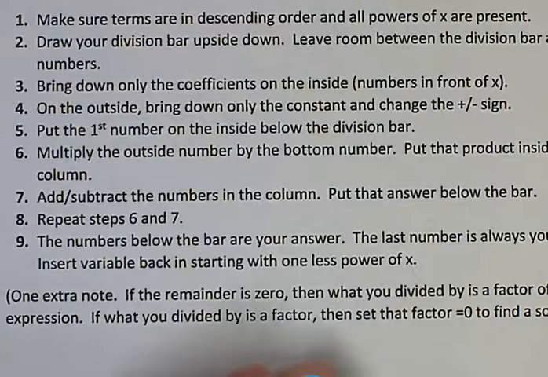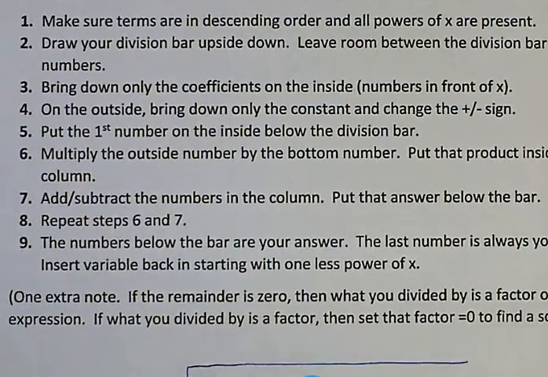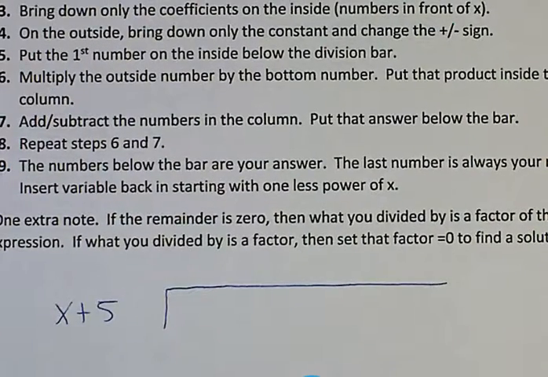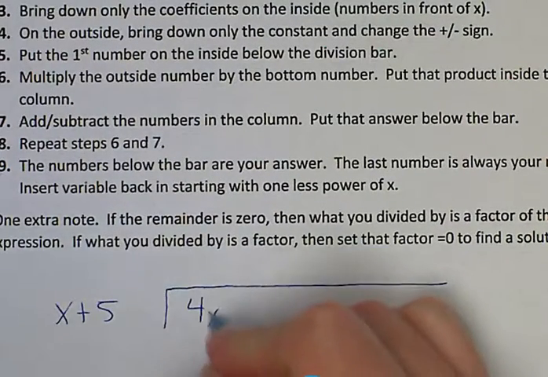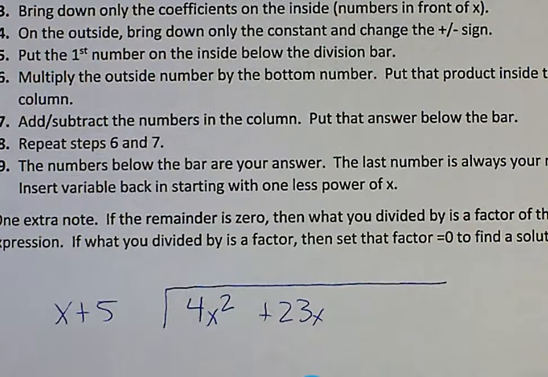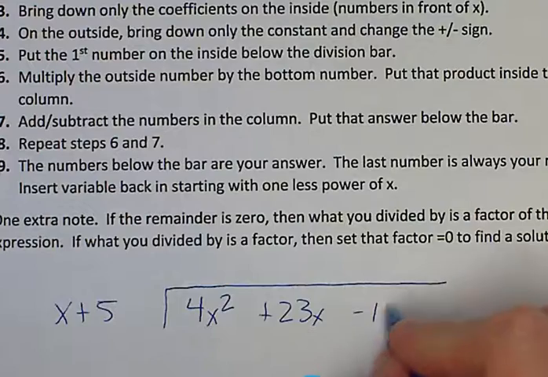So here's the problem we're going to do. We're going to do x plus 5, and we're going to divide that into, for the first one we'll start short, 4x squared plus 23x minus 16.